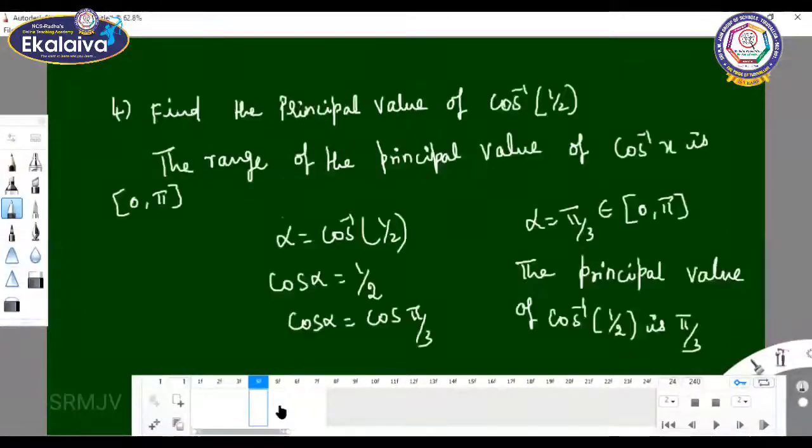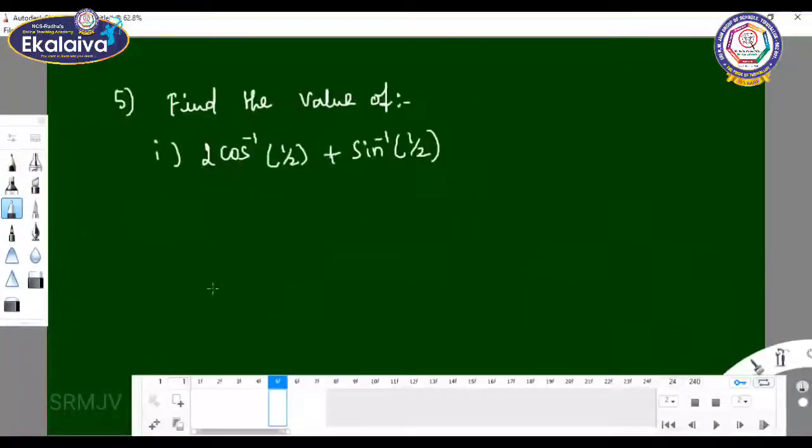We move on to the fifth sum. What is the fifth sum? First subdivision: 2 cos inverse of 1 by 2 plus sine inverse of 1 by 2.